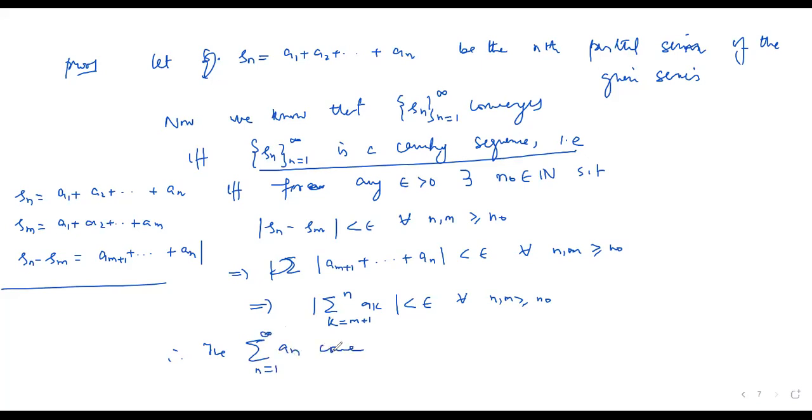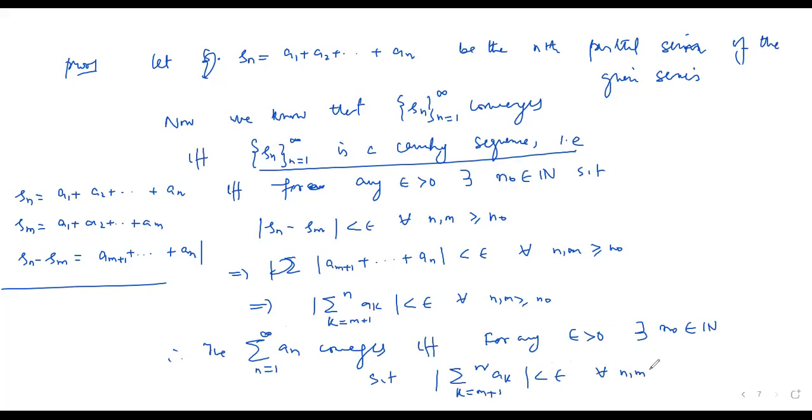Therefore, summation an, n runs from 1 to infinity, converges if and only if for any epsilon positive there exists this n naught such that summation k runs from m plus 1 to n, ak is less than epsilon for all n, m bigger than or equal to n naught. So simple, the Cauchy general principle. It is the same as Cauchy general principle for the convergence of sequences, we apply it to the sequence of partial sums, and we are done.